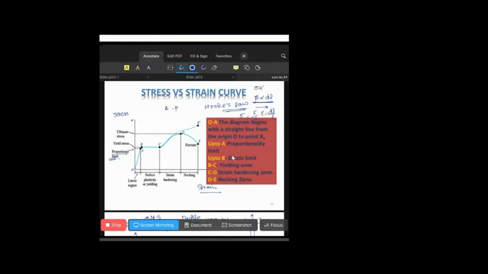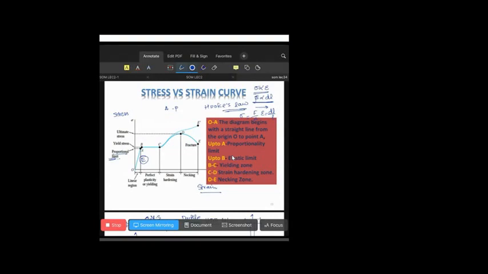So up to a point only, E will be valid, or we will get the E value. It means for a ductile material, the E value will be in existence up to point A only.